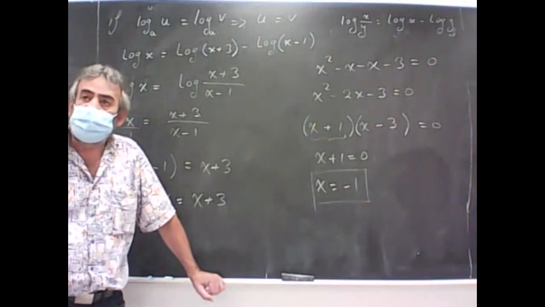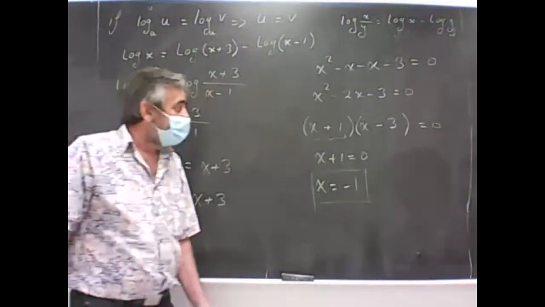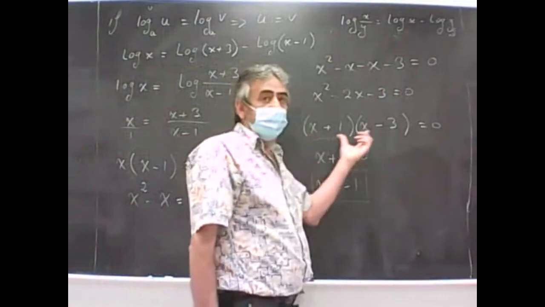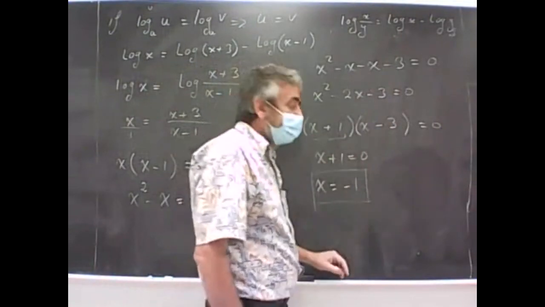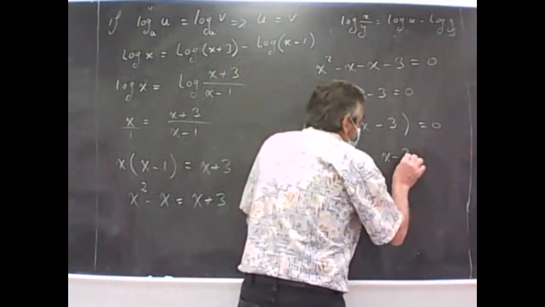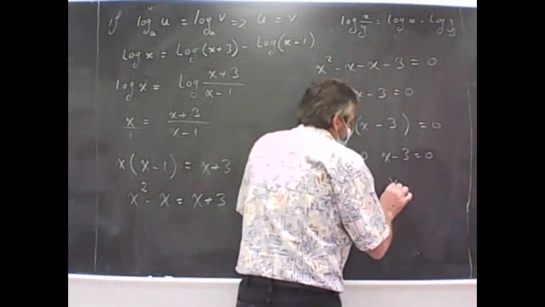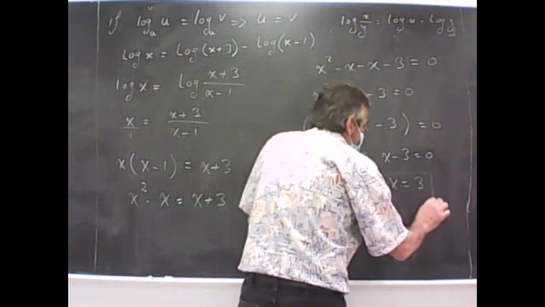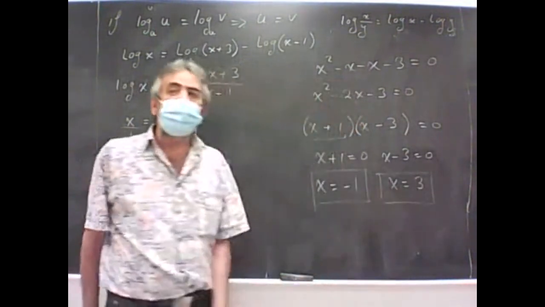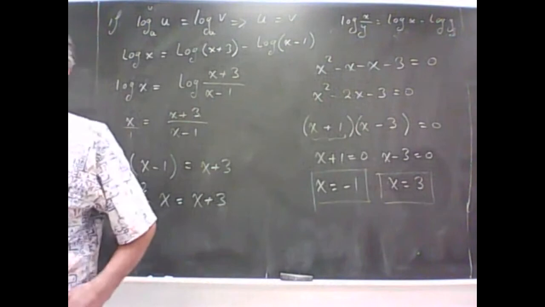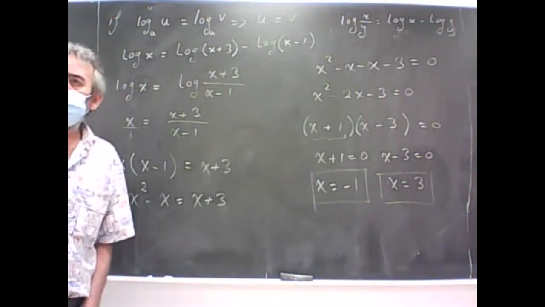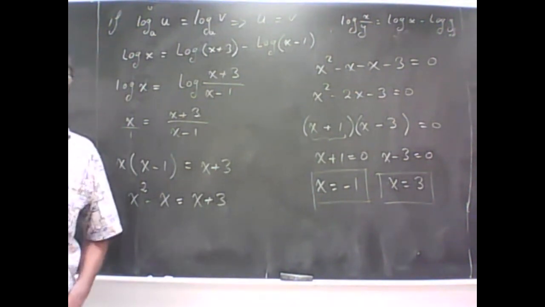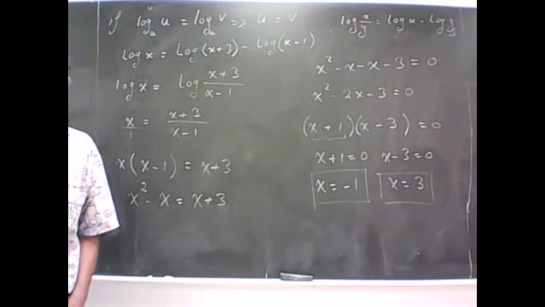What is the other possible solution? Well, now this one has to be 0. Let's do the same thing: x minus 3 equals 0, so x equals 3. That is possible solution number 2. So far, so good? How do I check which one is a solution, if any, or maybe both?